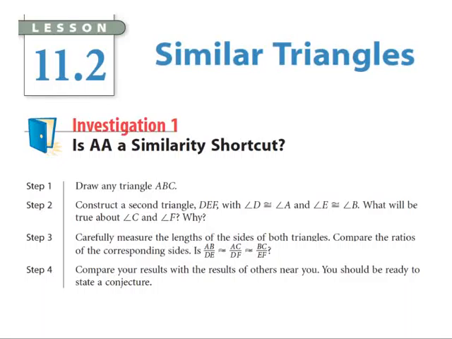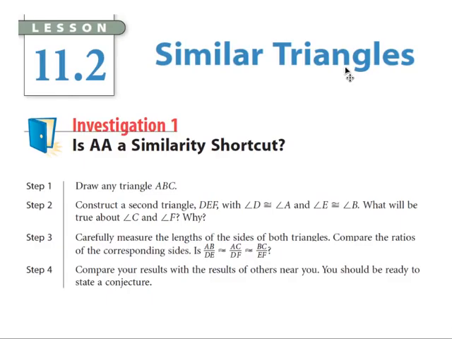Triangle. And then what we did next is we went ahead and constructed a second triangle. So now it says, what will be true about C and F? You already found that they are in fact the same. And so step 3 was to carefully measure the lengths of the sides of both triangles. Compare the ratios. What do you notice about the ratios? How do you do that?